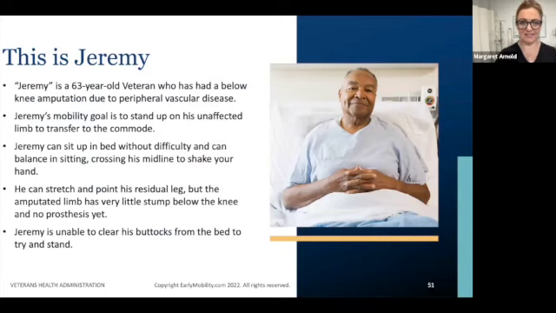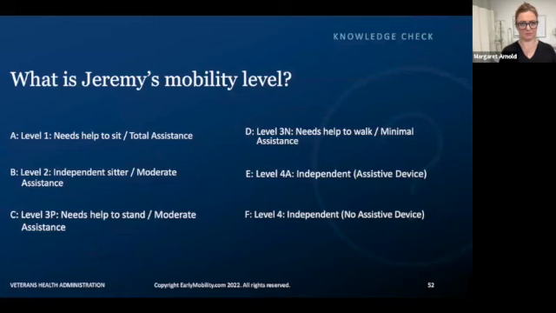He can balance in sitting, crossing his midline to shake your hand. He can stretch and point his residual limb, but the amputated limb has very little stump below the knee, and he does not have a prosthesis yet. Jeremy is unable to clear his buttocks from the bed to try and stand. What is Jeremy's mobility level?